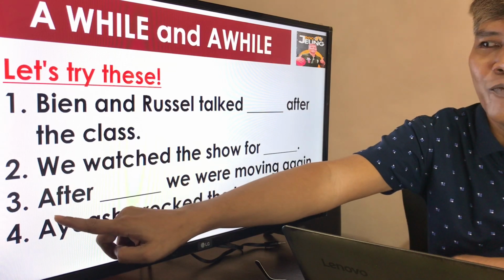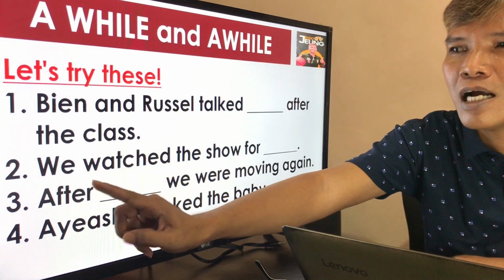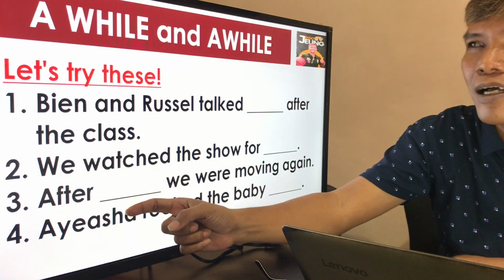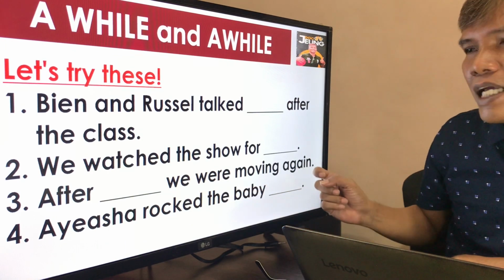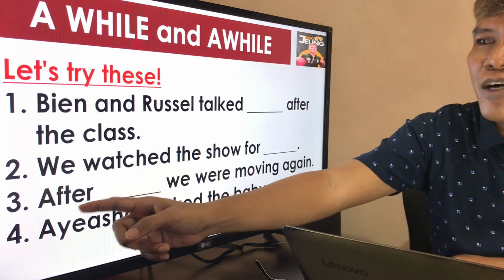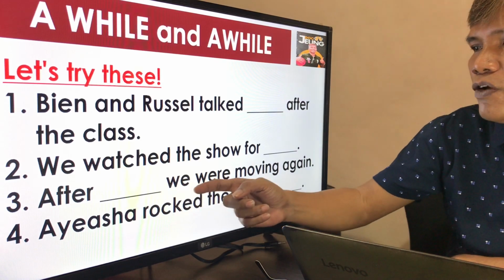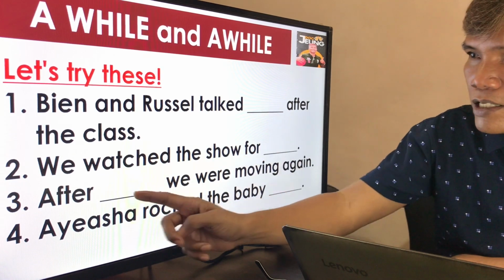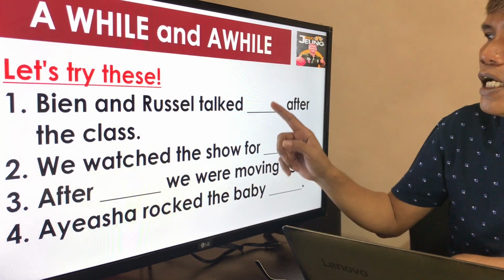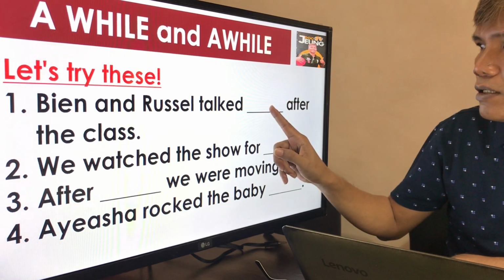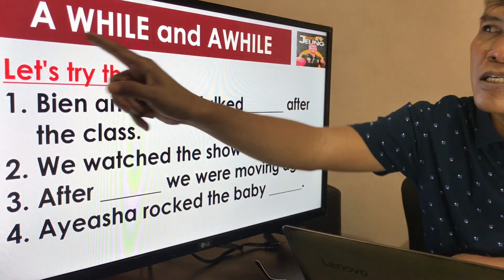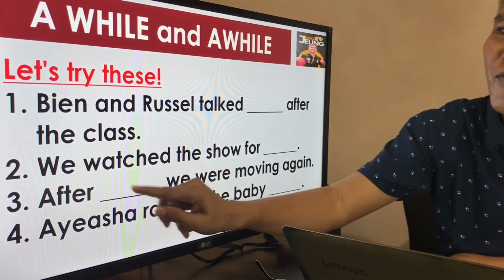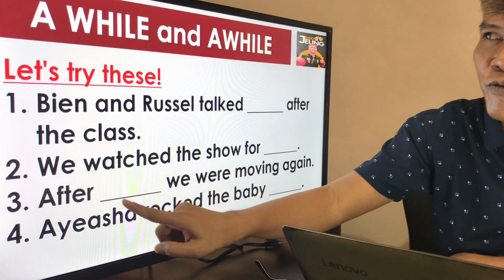Number three, the first word is the preposition after. Therefore we use a while because there is a preposition. After a while, we were moving again. After a period of time, we were moving again. What is the difference between this example and this example? Here, the answer is awhile, followed by after. Here, the answer is a while, preceded by after. We said that we will use a while after the preposition. Preposition first, before a while.